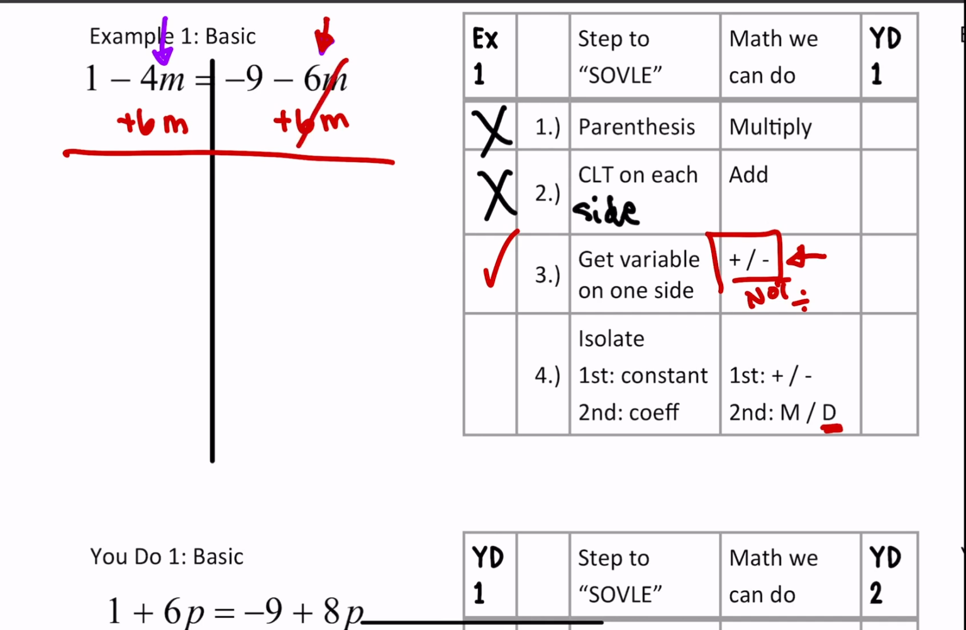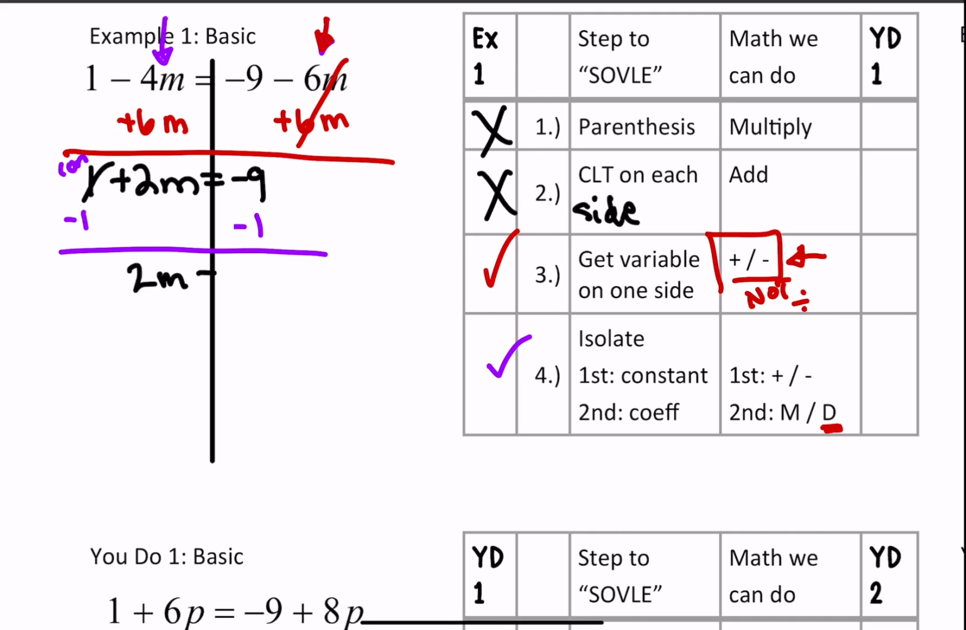So these will cancel. This leaves us with 1. Negative 4m plus 6m gives us a plus 2m equals negative 9. Now we know what to do from here, right? Because after this, we check for a constant if we have one. Yeah, we do. So we're going to subtract that constant of 1 on both sides. This leaves us with 2m equals negative 10. Check for a coefficient. We do have a coefficient. We're going to divide by 2 on both sides. This leaves us with m equals negative 5.